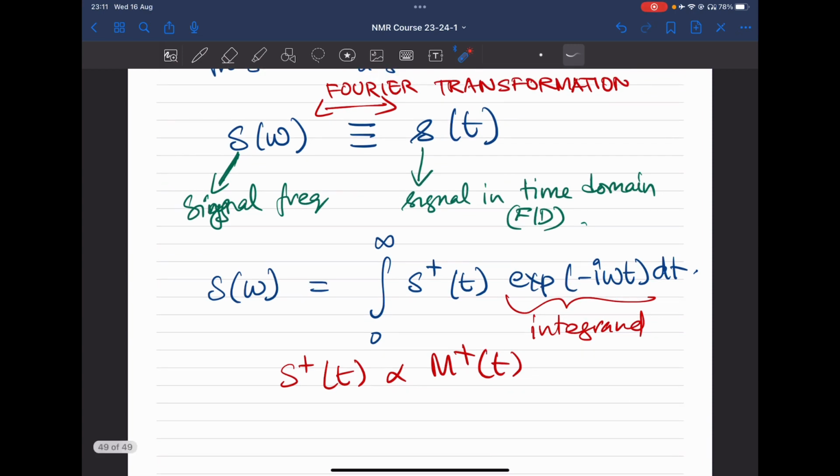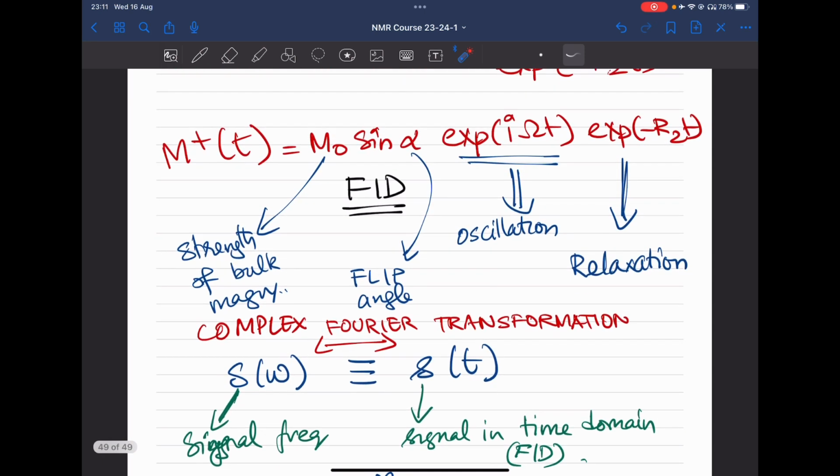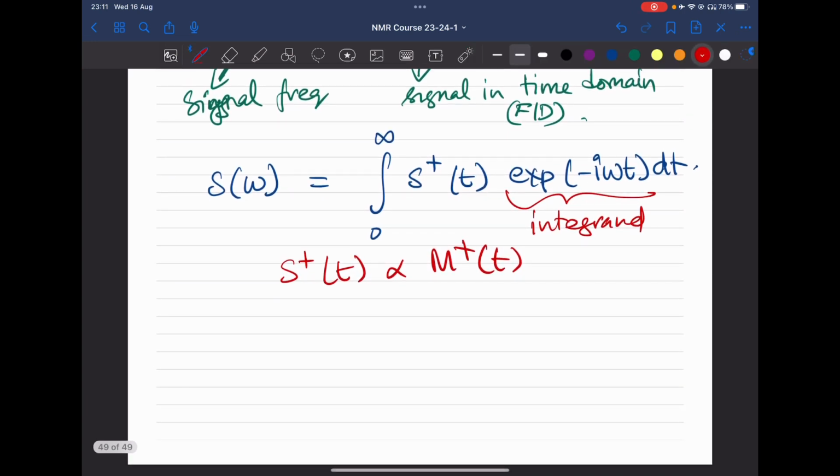Remember one thing, here this part of the integral has a complex term associated with it. So it's not a simple Fourier transformation, it's a complex Fourier transformation. Complex meaning you have real and imaginary parts that are being present. Why would we want it? Because our signal also has real and imaginary parts. We'll also slowly try to understand why both parts are essential in NMR spectroscopy. So in order to do this, let's carry forward.